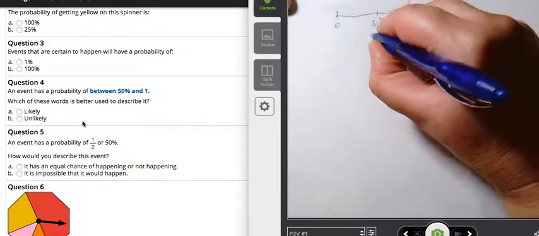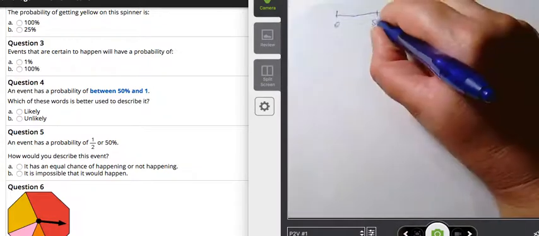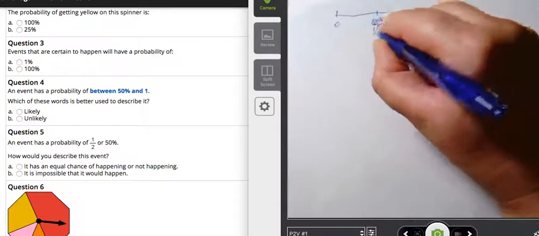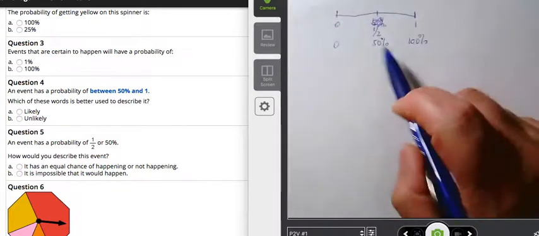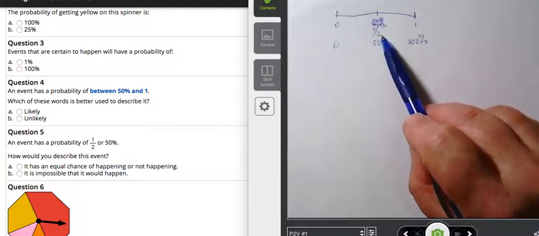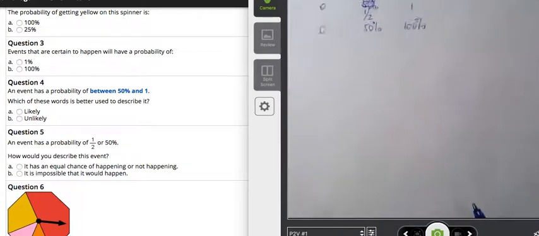So actually I'll put a half first and then 50%, okay? So I'll just do the fractions first. Remember, 1 is 100%. So probabilities range between 0 and 1. Probability of a half is when there is a 50-50 chance, okay? That's the same as a probability of 50%.